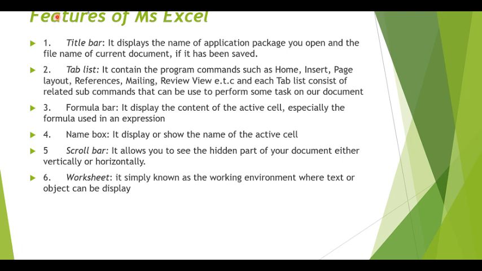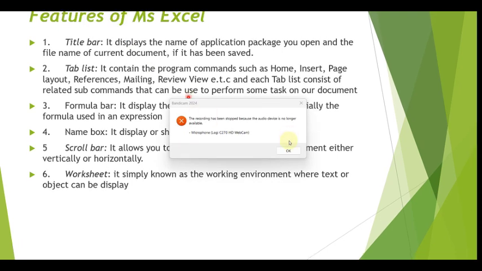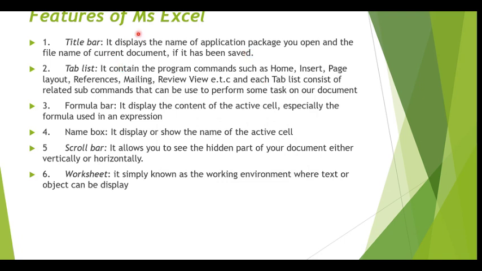Now we have the features of Microsoft Excel. So what are the things you will see? You see the title bar, you see tab list, you see formula bar, you see name box, you see scroll bar, you see worksheet. So let's see the title bar. It displays the name of the application package you open and the file name of the current document. Tab list contains different tabs, formula bar, name box.